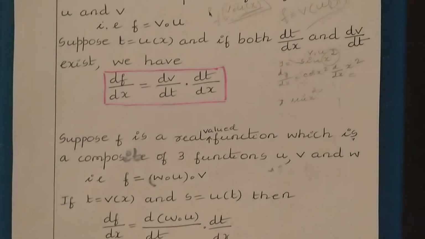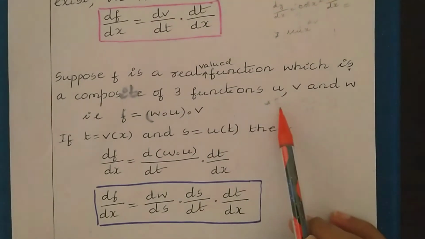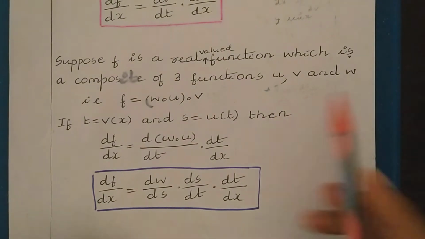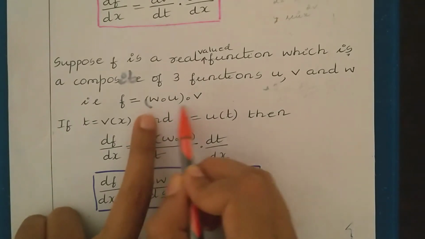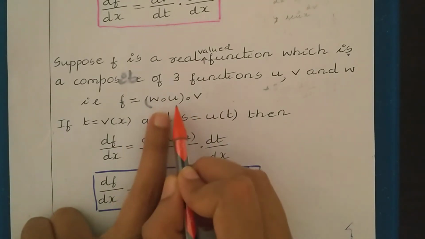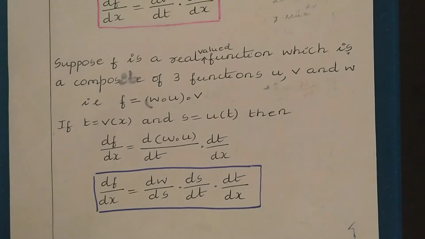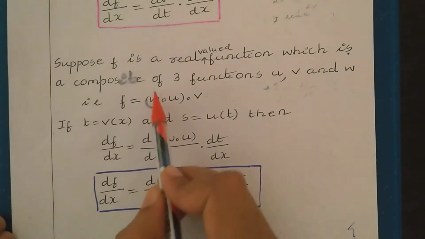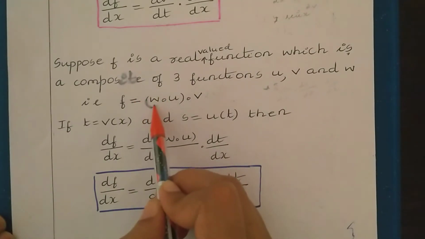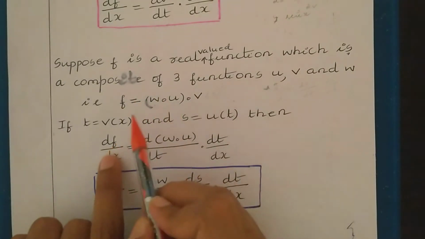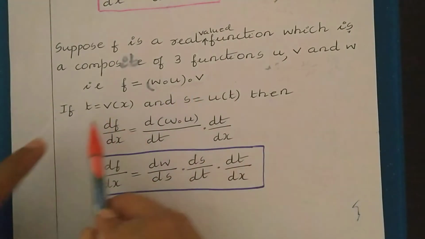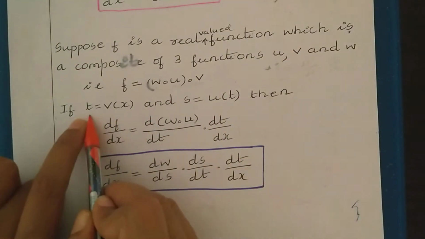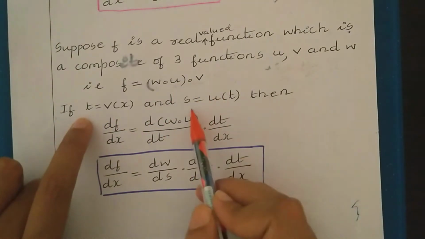Suppose let us say that you have three functions. So here I have taken three functions u, v and w. You can see here f is a composite function, and it is a composite of three functions w, u and v. Now in this case, how can we differentiate? As we have three functions, first you have to differentiate one function. So first you can differentiate this with respect to u. Here, these two functions you can assign to some variable. Let us say that v of x is equal to t and u of t is equal to s.